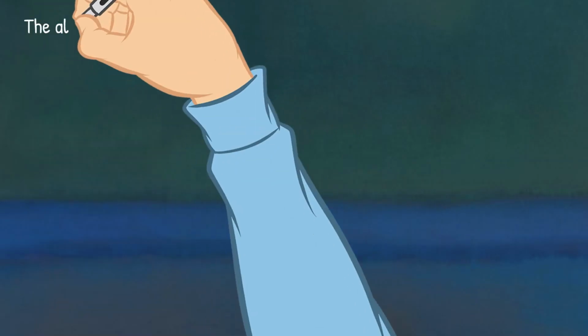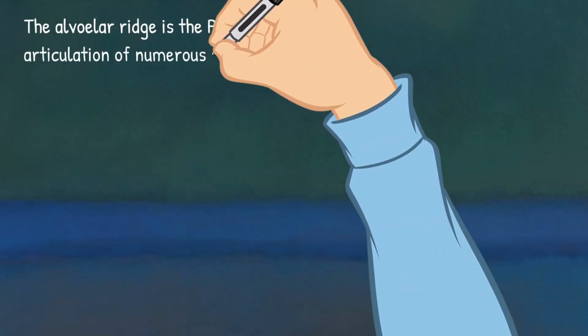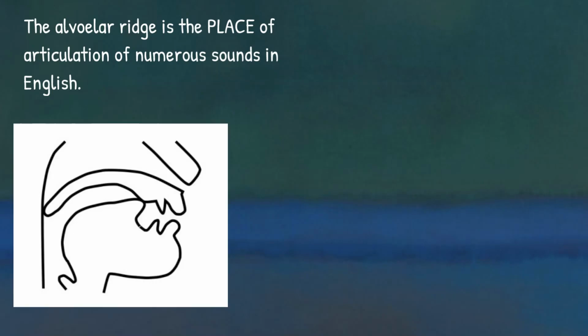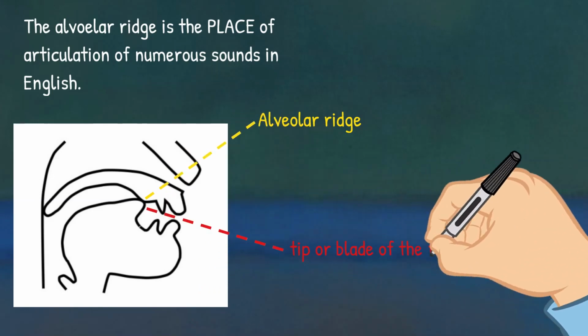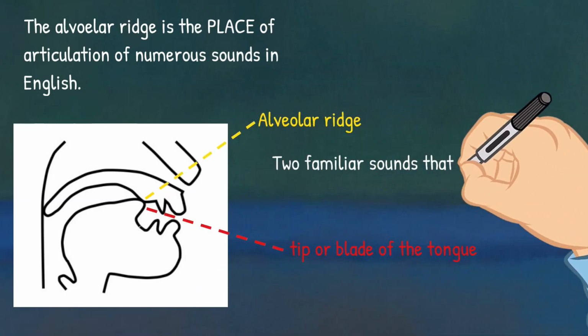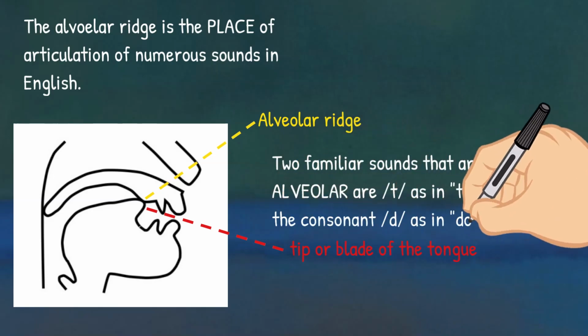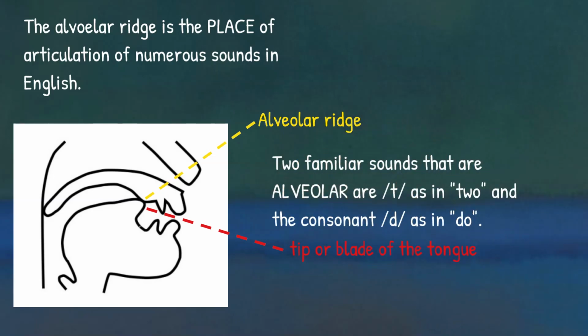It's worth noting that in a sense, the alveolar ridge is a really popular hangout for sounds. Many consonant sounds in English are alveolar sounds. Two very simple examples are the sounds T as in to and D as in do.